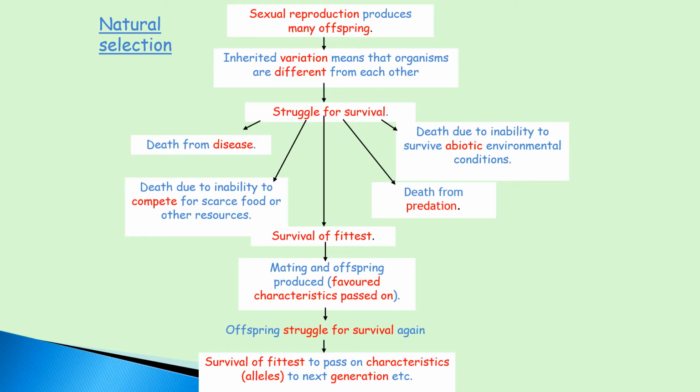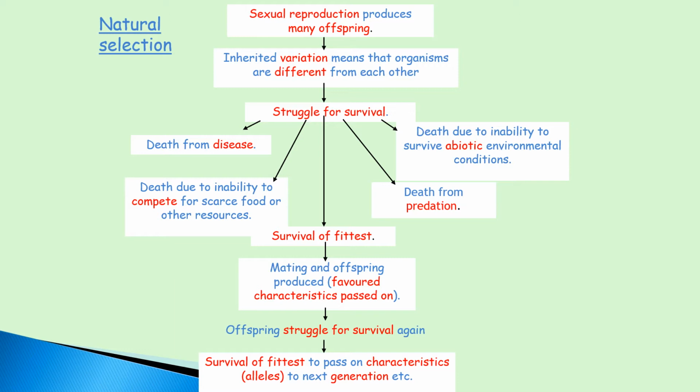There's a struggle for survival, so there's death due to harsh environmental conditions, death from predation, death due to competition, and death due to disease. So only the fittest will survive and pass on its favourable characteristics. So mating and offspring produce favoured characteristics are passed on.